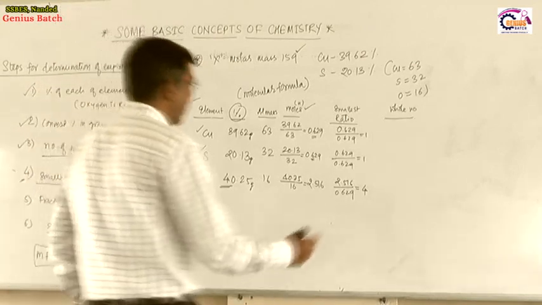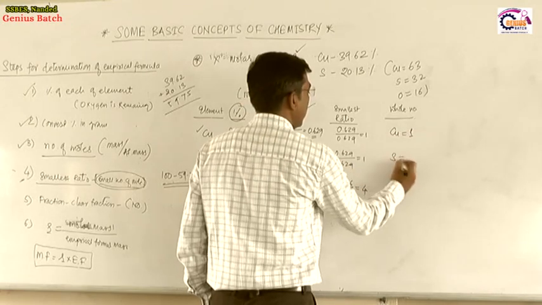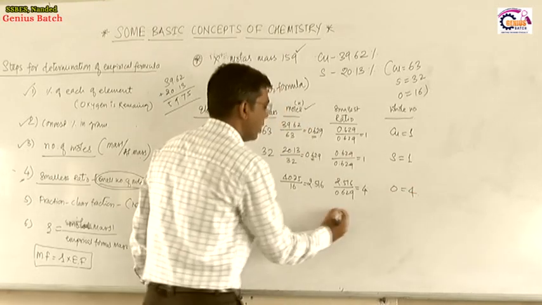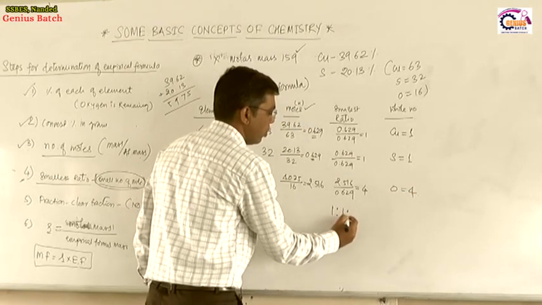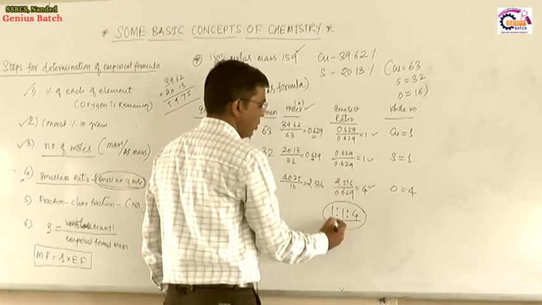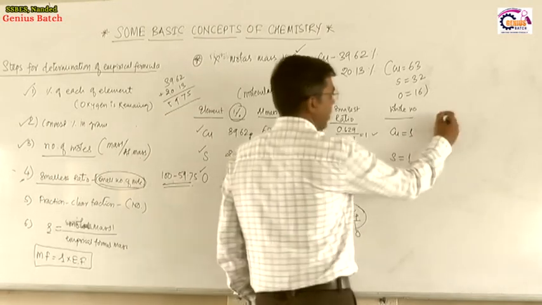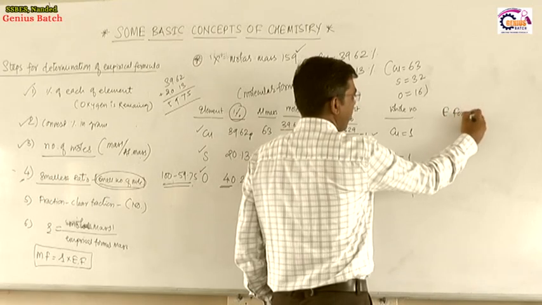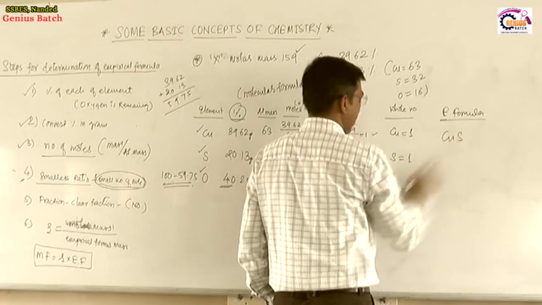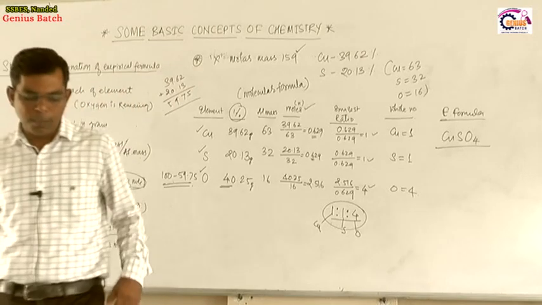So the number of atoms: copper is equal to 1, sulfur is equal to 1, and oxygen is equal to 4. The smallest ratio is 1:1:4, copper, sulfur and oxygen. Therefore, the empirical formula is 1 copper, 1 sulfur, 4 oxygen. It is CuSO4, copper sulfate.